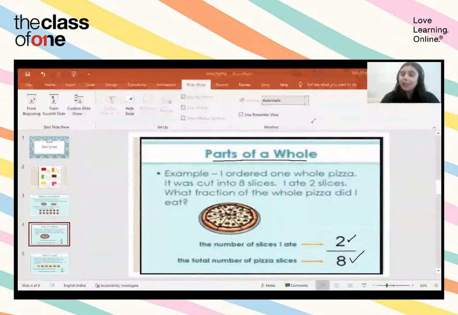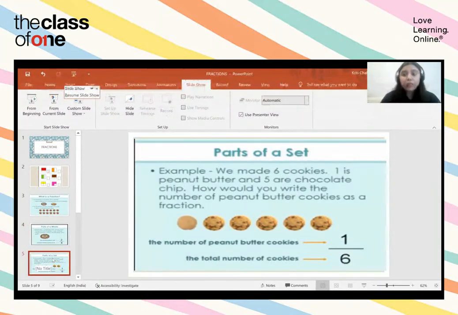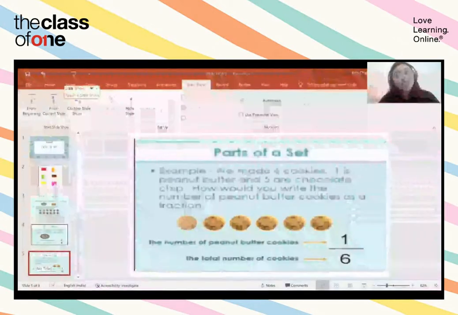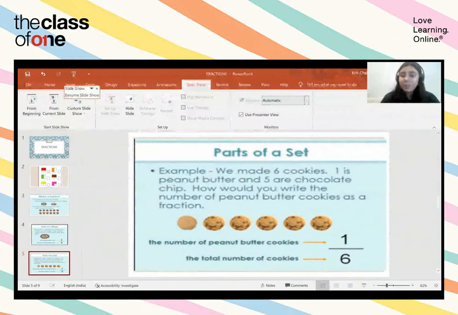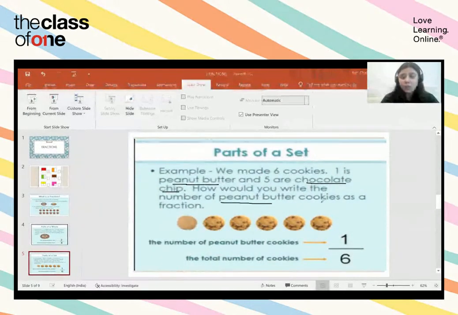The next category is how to do parts of a set. So fraction is not only for a whole, fraction is also for a collection. Suppose here we can see there are a total of 6 cookies, right? Now there are 2 types of cookies in this question. One is peanut butter, the other is chocolate chip. And now what is the question being asked? It is asking to write the fraction for peanut butter cookies.